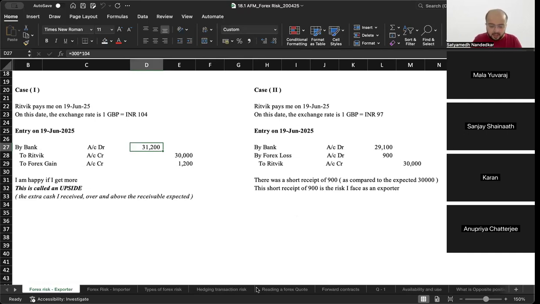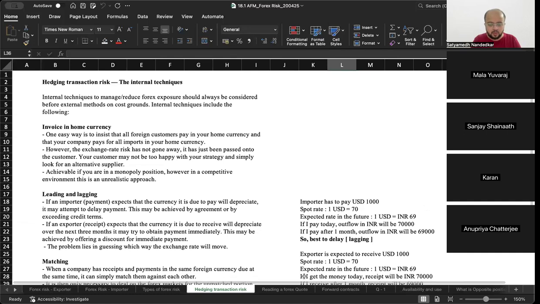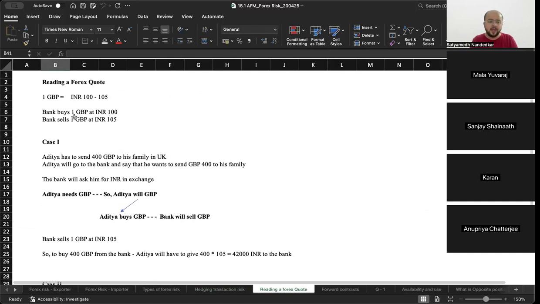Okay, now for you to know how to read a foreign exchange quote, I always read it from the bank's point of view, and that has always made things easier for me. For example, if I write £1 equal to INR 100-105, that means bank buys £1 at 100, bank sells £1 at 105.